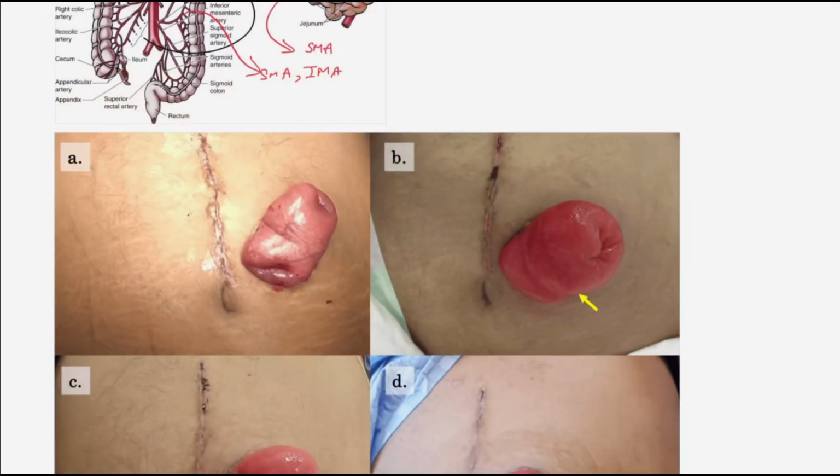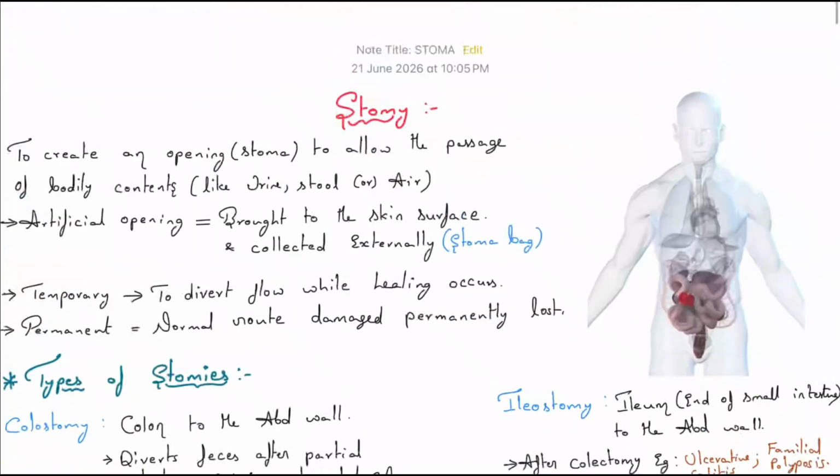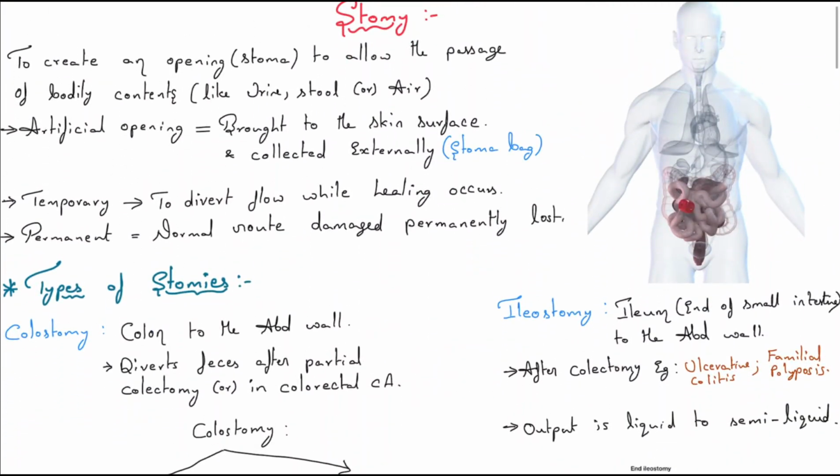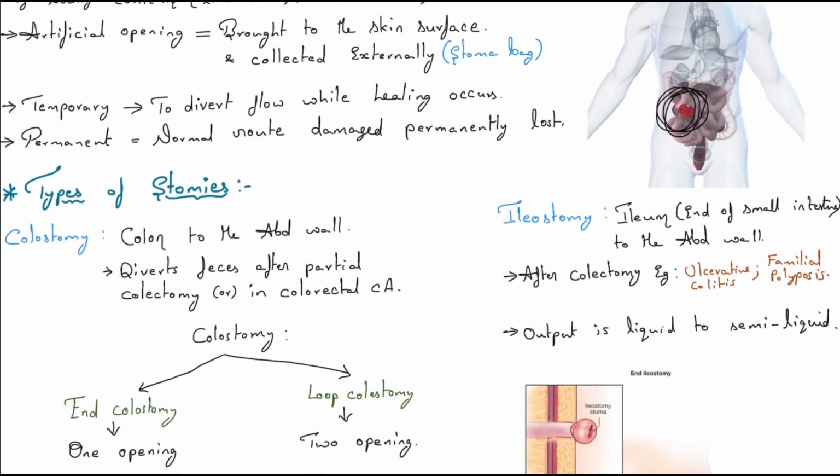So now you can see here, this is the stoma. In the stoma, we will attach the stoma bag. A stoma is created to allow passage of the bodily contents. I already told this, we already discussed, this is an artificial opening, brought to the skin surface and collected externally in a stoma bag. It can be temporary, to divert flow while healing occurs.